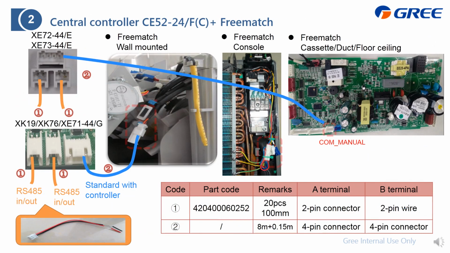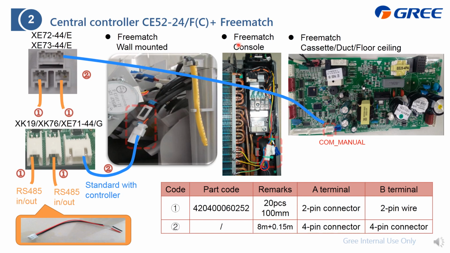This slide displays the detailed wiring from the indoor unit to the wire controller. First of all, here is the back of this XE72 or XE73, and here is also the back of this 3-wire controller. What we need to do is to control the indoor unit. And here is the wiring for the free match cassette type, duct type, floor ceiling type, just from this COM menu port, this white color. And then you need to connect to here, the 4 pins.